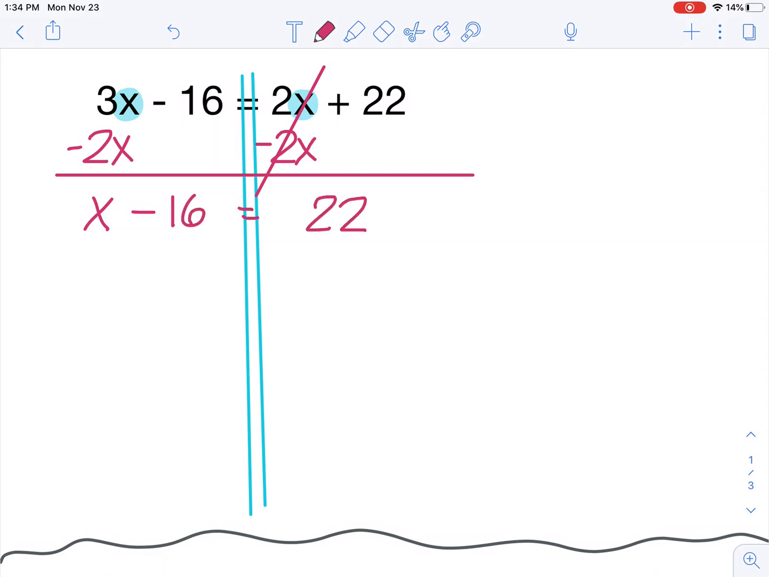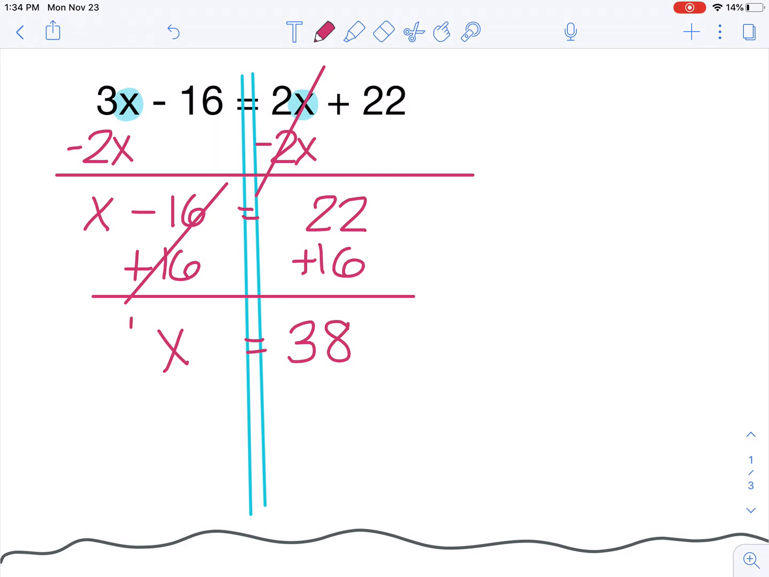At this point, this equation should look very simple and easy to solve for you because you've already practiced this part many times. I see that x minus 16. The opposite would be to add 16 to both sides. I'm left with just an x on the left side, and I'm left with 22 plus 16, which would give me 38 on the right-hand side. So the beginning of this equation looked very different, but by the end, it looks just like all the other ones we've solved up till now.